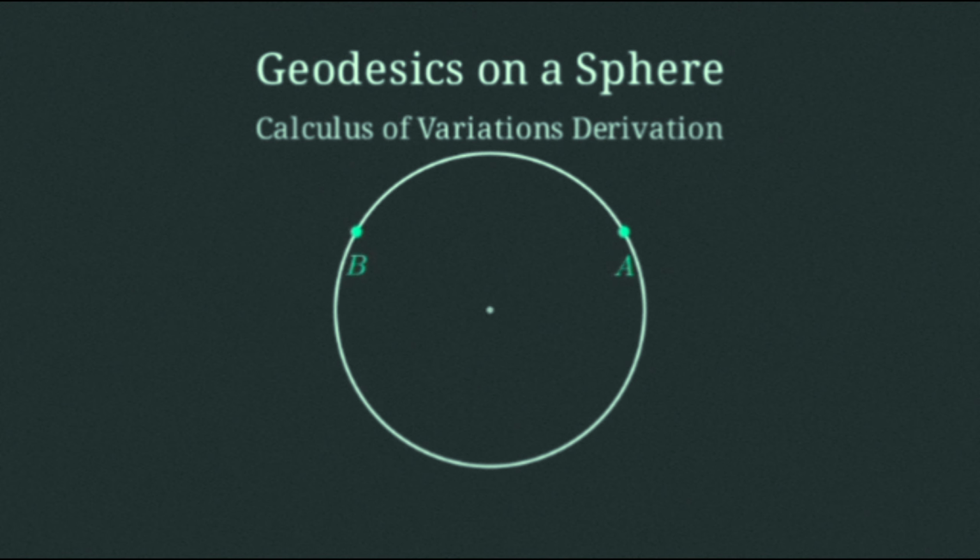We have a sphere and 2 points on its surface, point A and point B. A geodesic is the shortest path along the surface connecting these 2 points. We will compare a curved path that is not shortest and the true geodesic, which will turn out to be a great circle arc. To compute the shortest path, we need the arc length on a sphere.